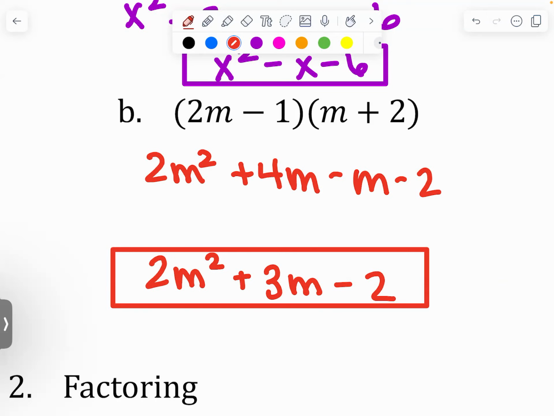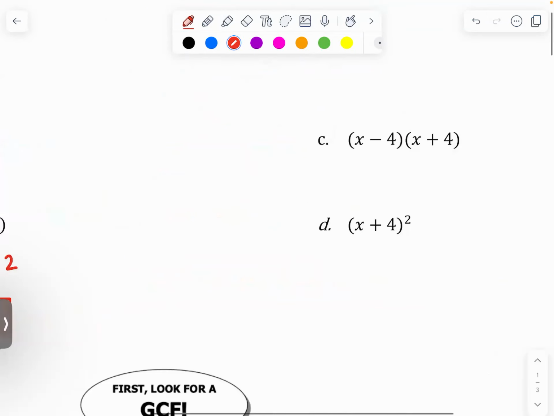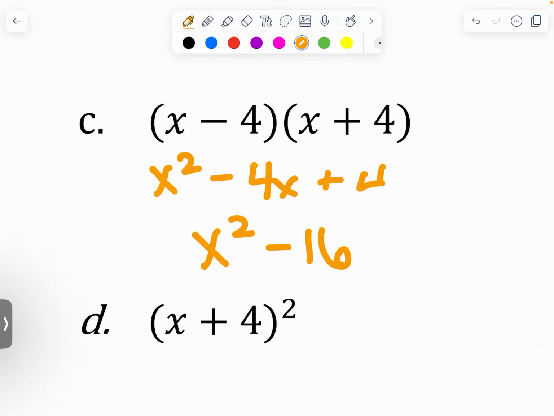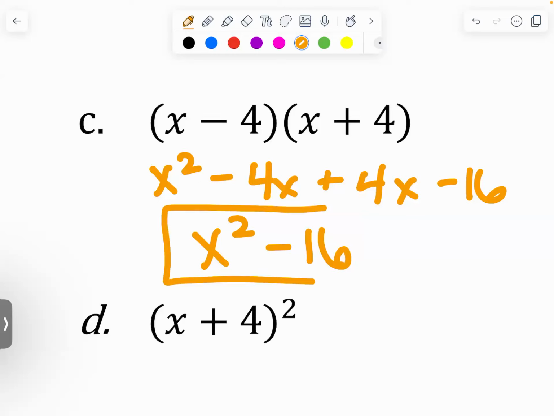When we multiply out x minus 4 times x plus 4, Harvey, what happens? Notice how our middle terms cancel out. Why does that happen? They're opposites. That's going to be important for us to notice here in a moment.